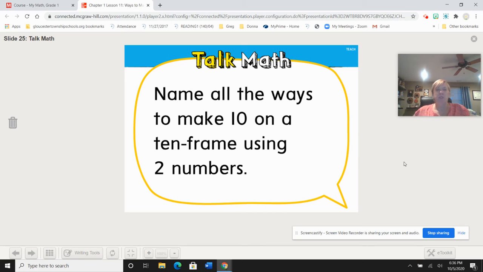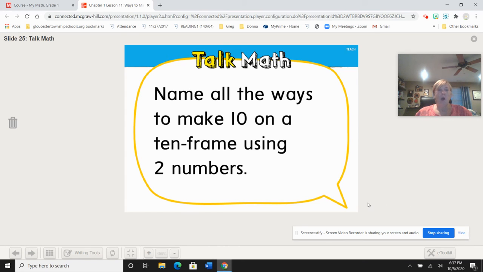Okay, so this one, it says name all the ways to make 10 on a 10 frame using 2 numbers. So this is where you can use your 10 frame and your whiteboard, okay? And one at a time, just turn over the colors, right? And you can figure out how many ways.